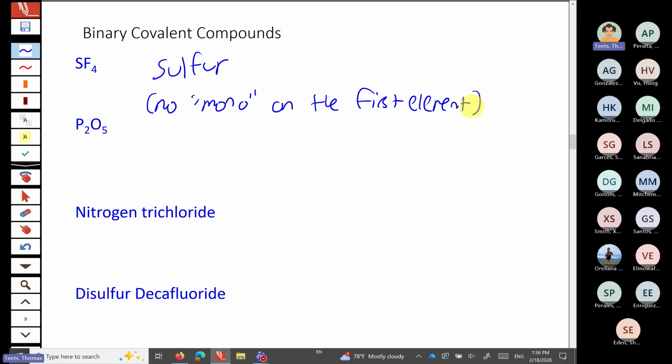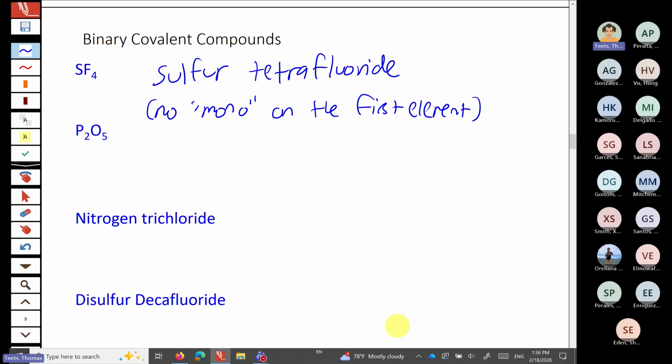So again, while it may not be technically wrong to say monosulfur in this case, it's not conventional, so you would want to leave it off. And then there's 4 fluorine. The prefix that means 4 is tetra. And then again, you change the ending to IDE. So it wouldn't be sulfur tetrafluorine, it would be sulfur tetrafluoride. Tetra tells you there's 4 in the formula, IDE on the second element only.